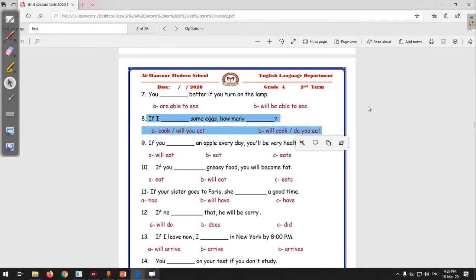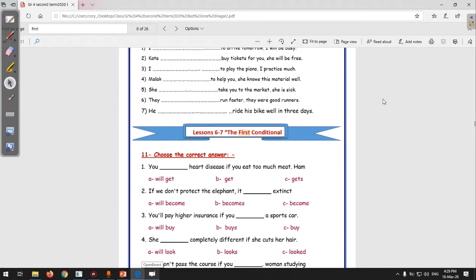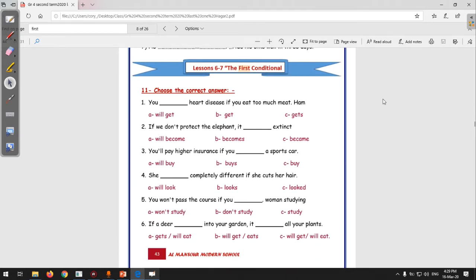Let's check the booklet. Here we have your homework. So I'm gonna help you fill in one or two of them, and you have to finish the rest by yourself. Choose the correct answer. You blank heart disease if you eat too much meat. Okay, you will get, because this is if and this is present simple, so this must be future simple.